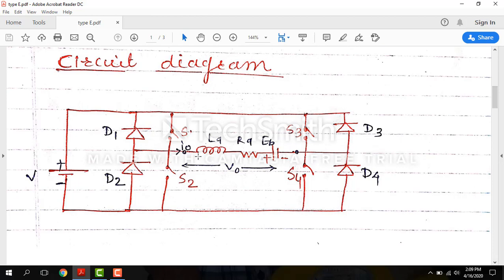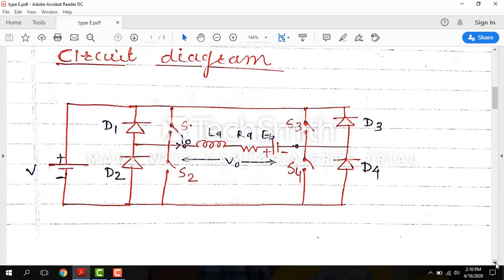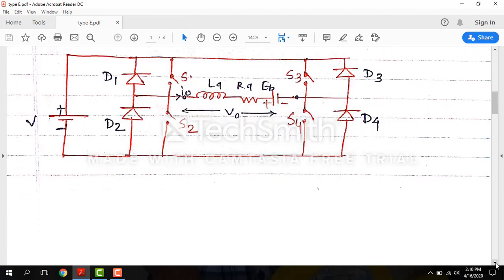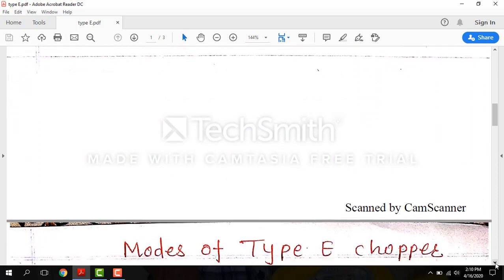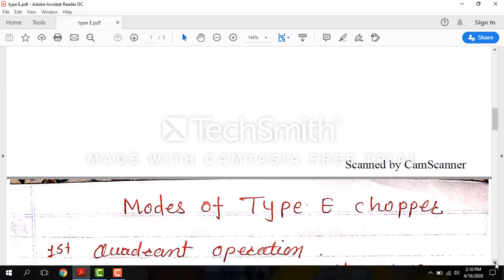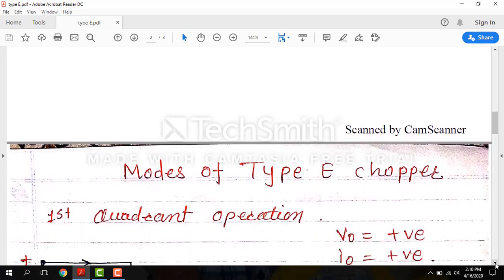Remember, the positive and negative polarity at this point will be considered as the positive output voltage, and this direction is assumed as the positive current. First we see the modes of operation. The first mode is for first quadrant operation.